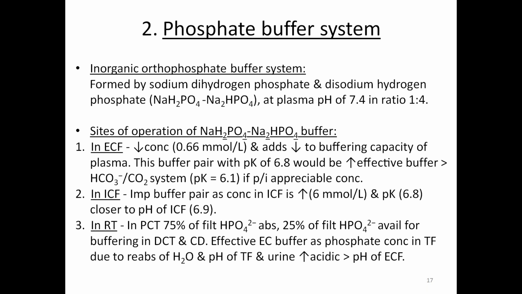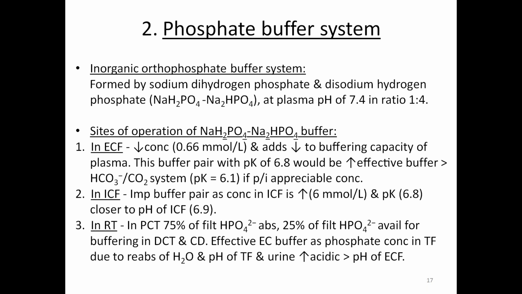But the important thing is that this buffer pair, with a pK of 6.8, would have been an even more effective buffer than your previous bicarb carbon dioxide system if it were present in an appreciable concentration. Now in ICF, again this forms an important buffer pair because its concentration in ICF is high, which is 6 millimole per liter, and its pK is 6.8, which is again much closer to the pH of ICF, which is 6.9.